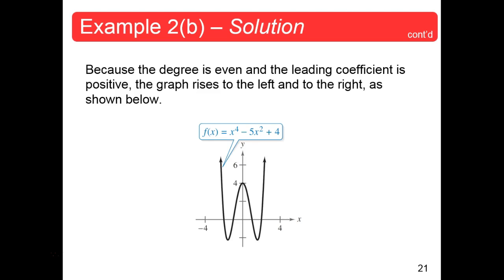Positive. So therefore, it's on the up and up. And sure enough, it is. Now, what do you notice about this function? Even function, which means it reflects across the y-axis, exactly. Whatever it's doing on this side, it does the same thing on this side. Does that here, it does that here. Does this here, it does that there. Same thing on both sides. Even function. Okay? Any questions on that?